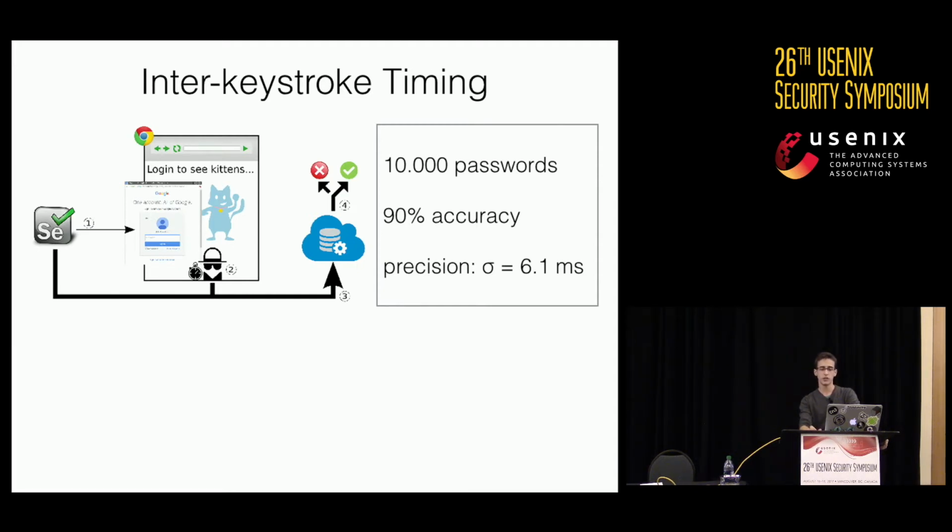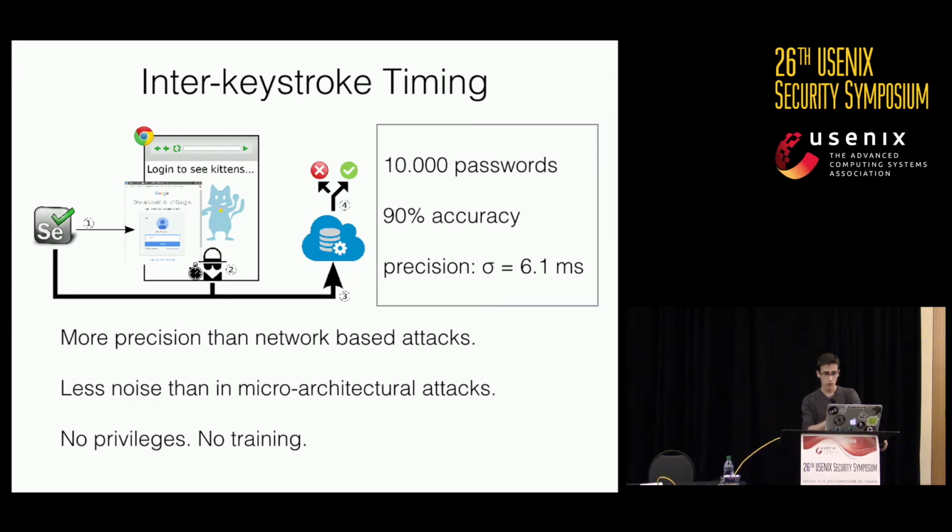And the precision here simply means the difference between the real timestamp when the key was pressed and the timestamp that we have detected. And most of this noise is due to Selenium. So if we remove Selenium and use a real user, this precision gets even better. So in general, with this attack we got more precision than previous network-based attacks.